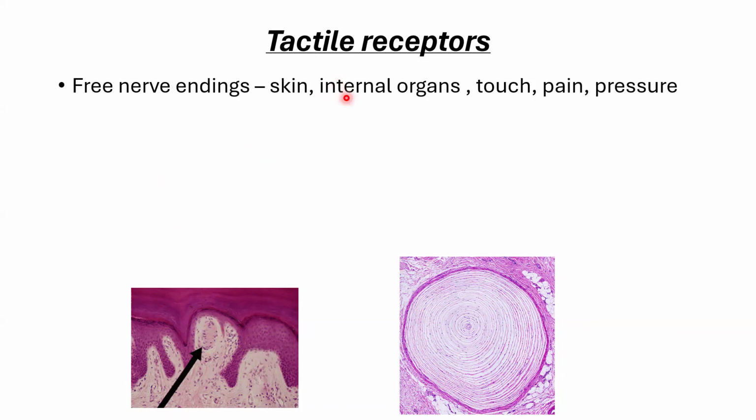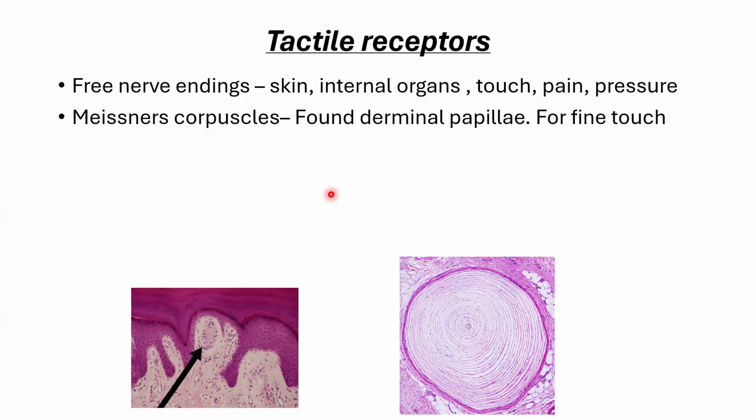They are found on the skin and in organs. They perceive touch and other types of sensation, such as pressure and the rest. For Meissner's corpuscles, this is a Meissner's corpuscle. They are found in the dermal papillae, and they perceive fine touch. That is very important, fine touch, for the purpose of exams. Fine touch is perceived by Meissner's corpuscles.